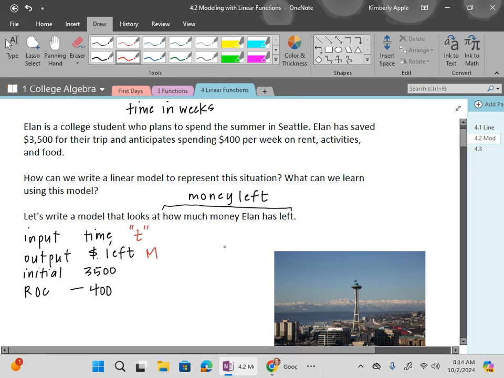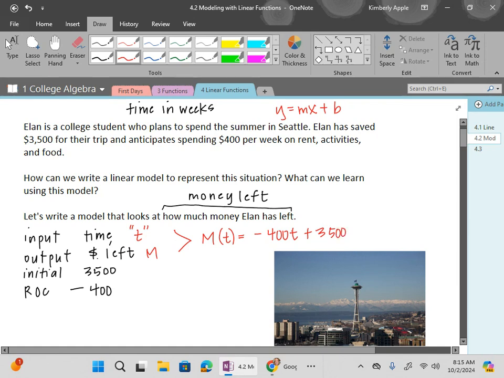And recall with our function notation, from these two things, we're going to have a function that is the function M, named as the output as a function of T. So we're going to write this function as M of T. Money as a function of time. And then we're going to use the old faithful y equals mx plus b linear model because all linear functions can be written in this format, where m is the rate of change, negative 400, times T, the input variable, plus the initial value. And there is your linear model, all done.